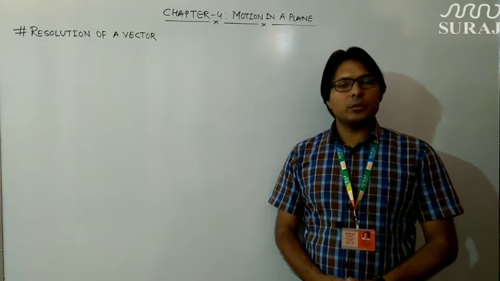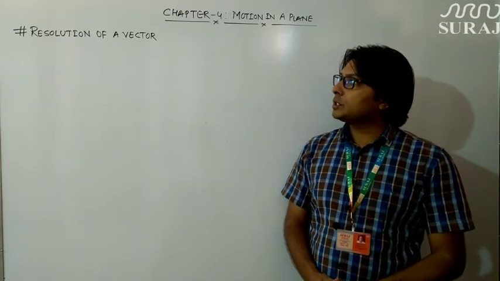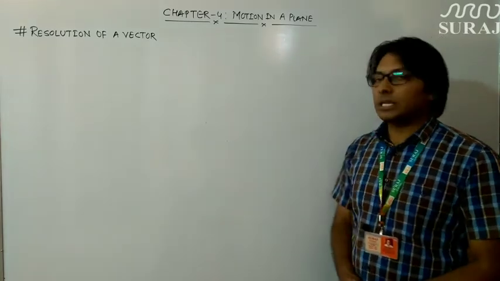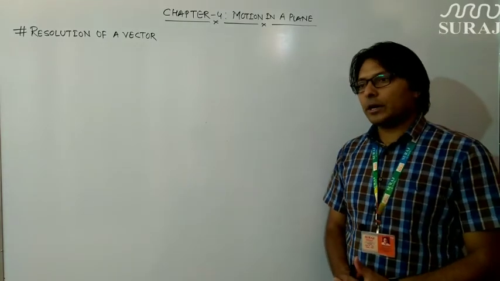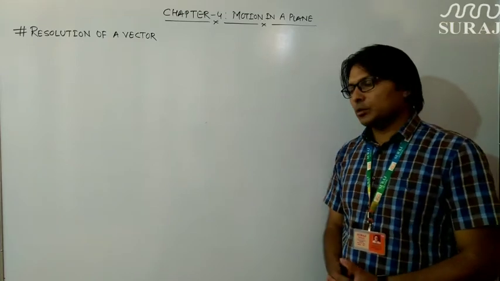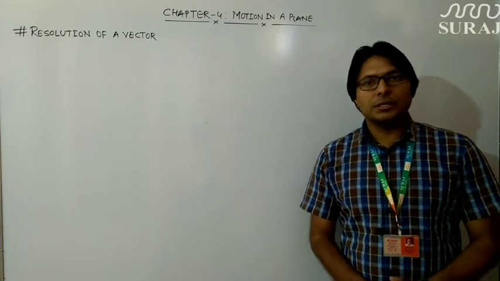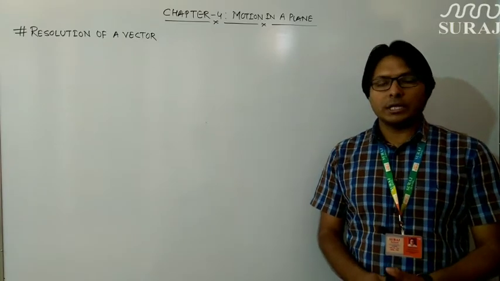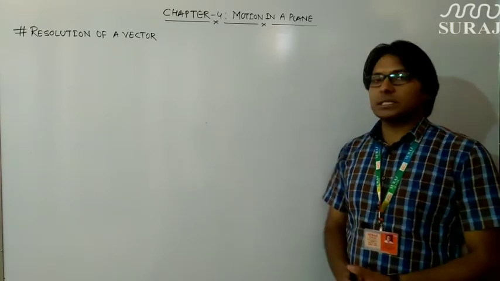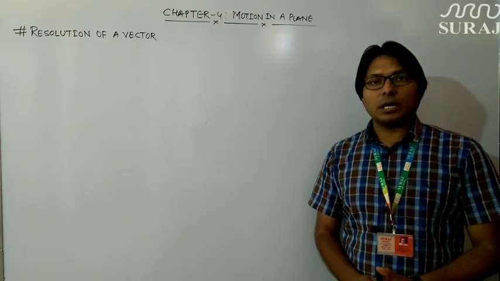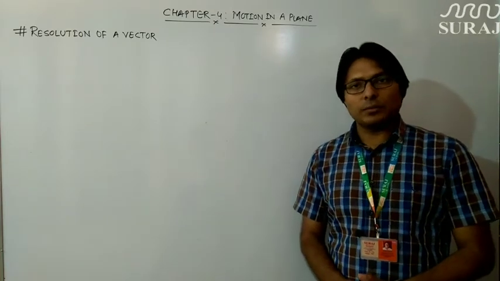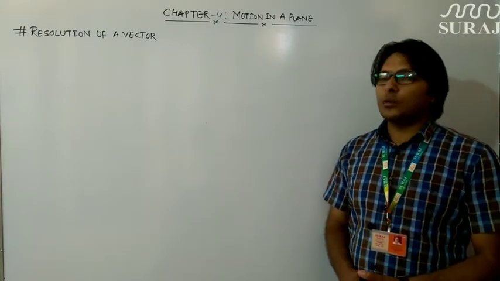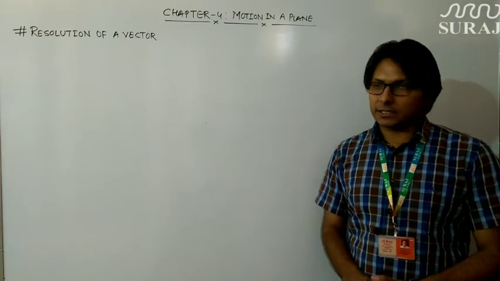Today in this video we are going to discuss resolution of a vector. This is a very important topic of chapter 4, that is motion in a plane. So far in this chapter we have discussed vectors, addition of vectors, and multiplication of vectors, and in multiplication we have discussed dot product and cross product. Here in this video we are going to discuss how a vector can be resolved into two or more vectors. First we will discuss what is resolution of a vector.